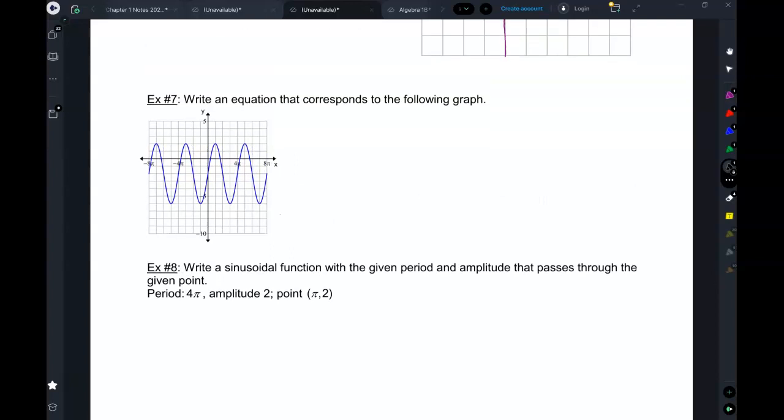Okay, now let's go backwards, because why not? What if I give you the graph and you have to write the equation for me? Then we can do that. Okay, let's do it. That's a good question.